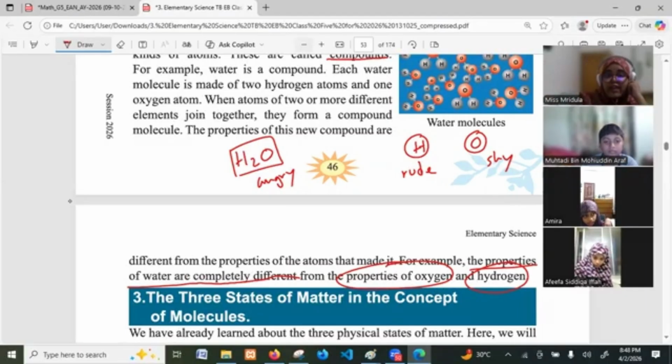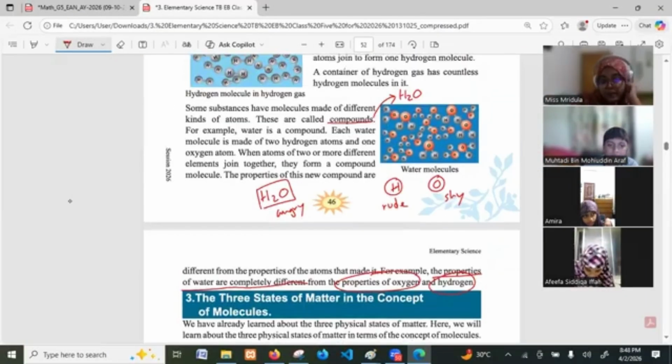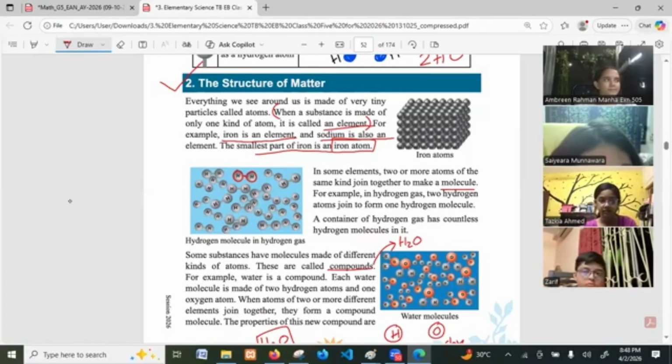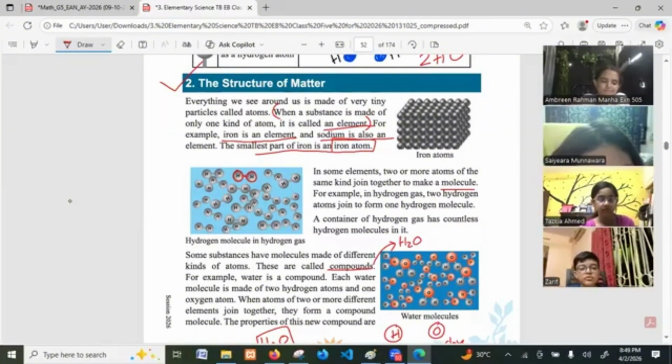So we have learned a lot of things in this one page. We have learned about elements. What are elements? Elements like iron, gold, then hydrogen, oxygen, nitrogen. You gave me the examples.